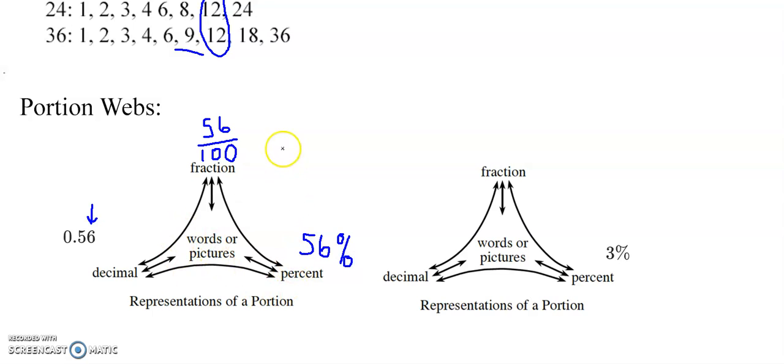Now, words or pictures, you can draw this out, or you can write down what you say. When you say it, what do you hear?